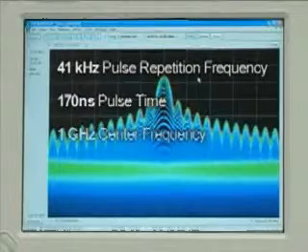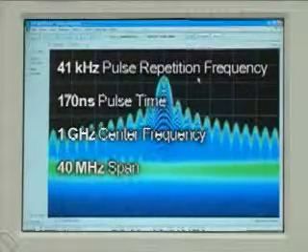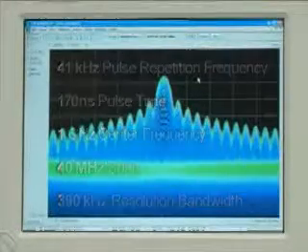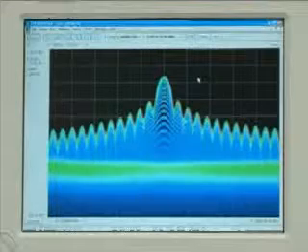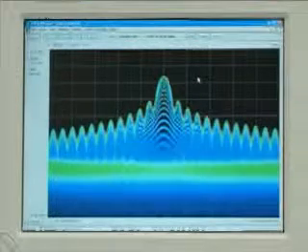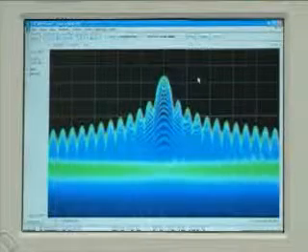The RTSA has a center frequency setting of 1 GHz, a span of 40 MHz, and a resolution bandwidth of 390 kHz. As expected, you can see the sin X over X characteristics of a pulsed radar signal, and from this you can easily determine things like the pulse width and spectral occupancy.